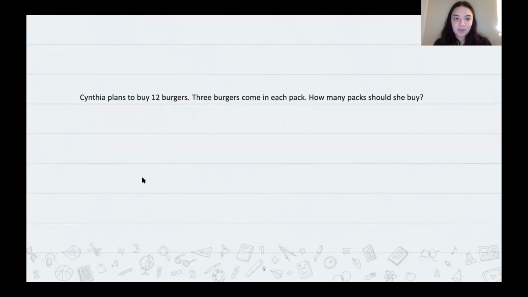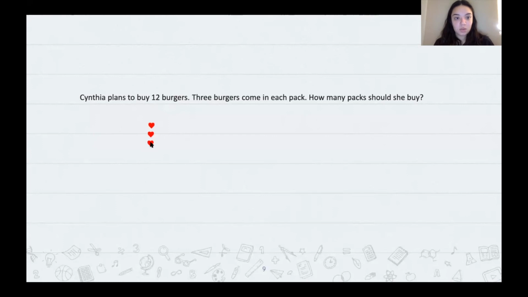So Cynthia plans to buy 12 burgers, and 3 burgers come in each pack. So how many packs should she buy? I'm going to use hearts to represent the number of burgers. There are 3 in each pack, so I'm going to count by 3s until I hit 12.